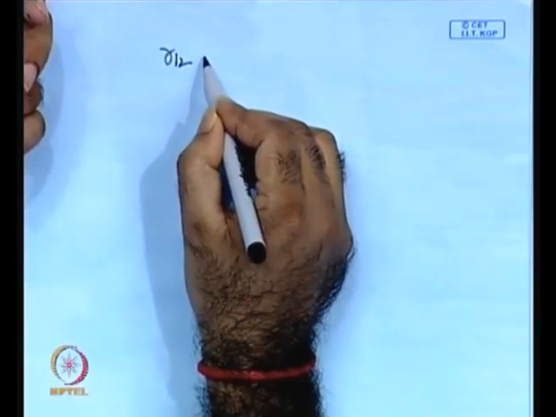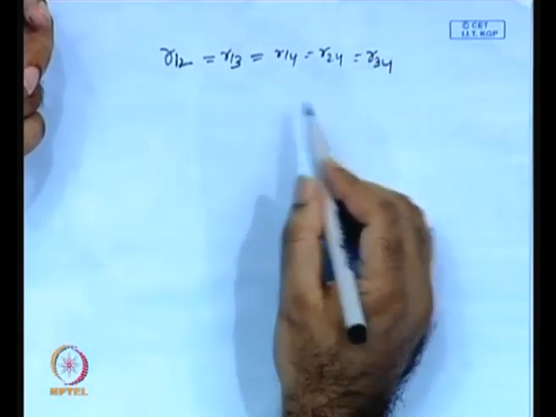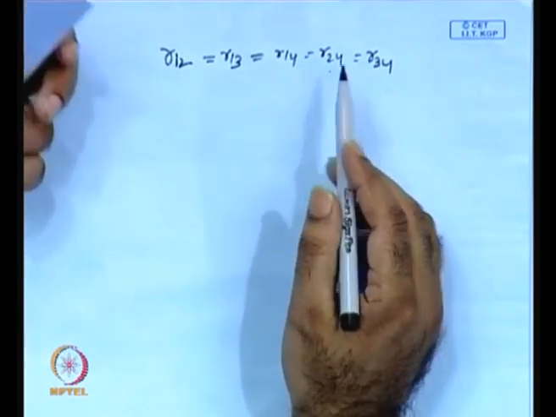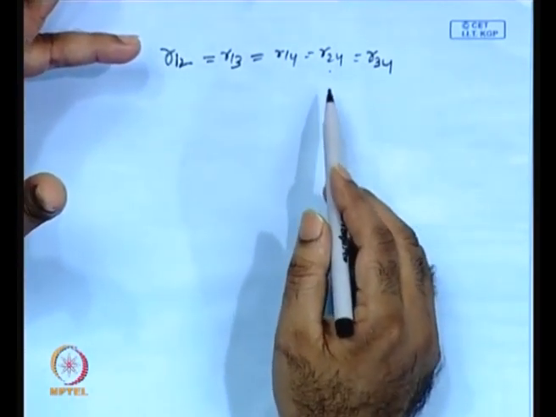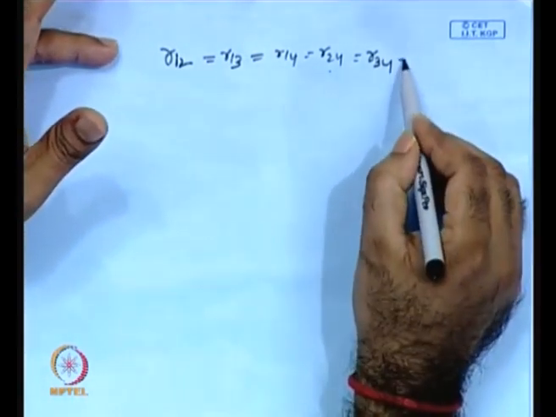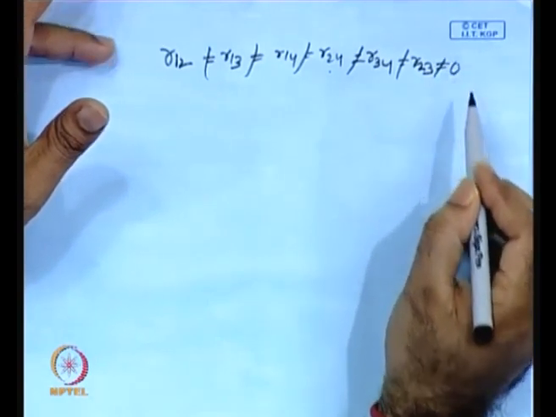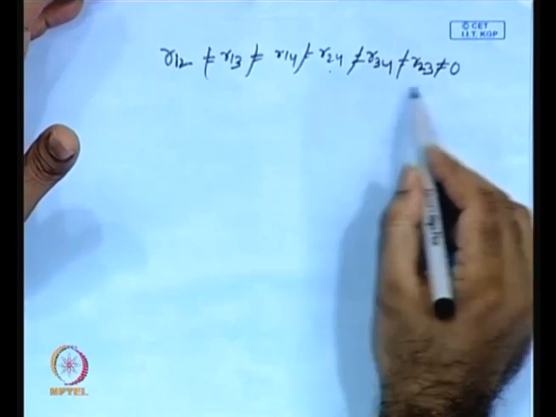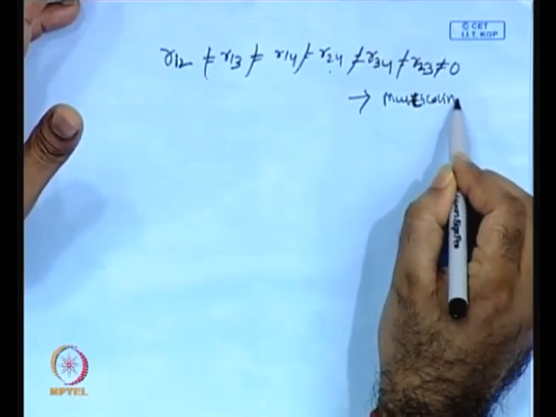Now, if you have R12 equal to R13 equal to R14 equal to R24 equal to R34, these are the possible correlations: R12, R13, R14, R24, R34, and in fact there is another item, R23. If these are all not equal to 0, then there is multicollinearity. If it is 0, then no problem.